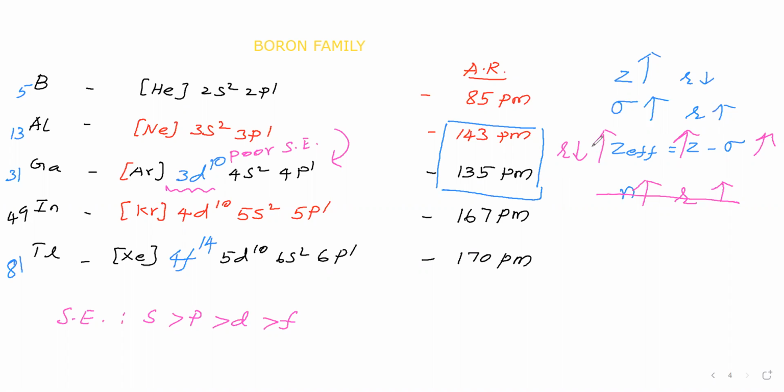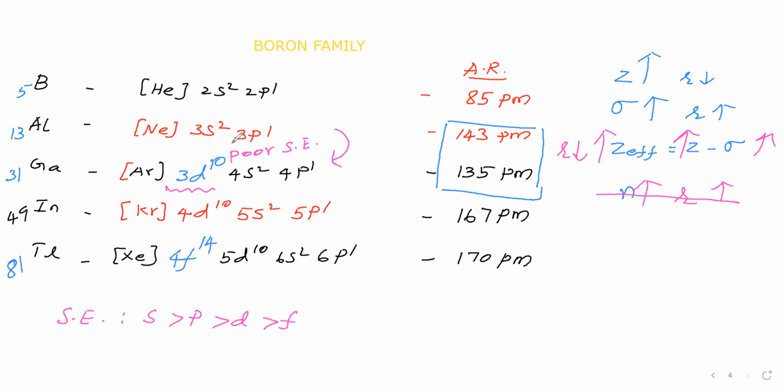So in aluminum to gallium, why does atomic radius decrease? Because 3D10 shows very poor screening effect. So this is an exceptional case, remember that aluminum to gallium, atomic radius decreases. It is exceptional behavior. Okay, so the conclusion is what? Aluminum to gallium, atomic radius decreases. The reason is 3D10 shows poor screening effect.